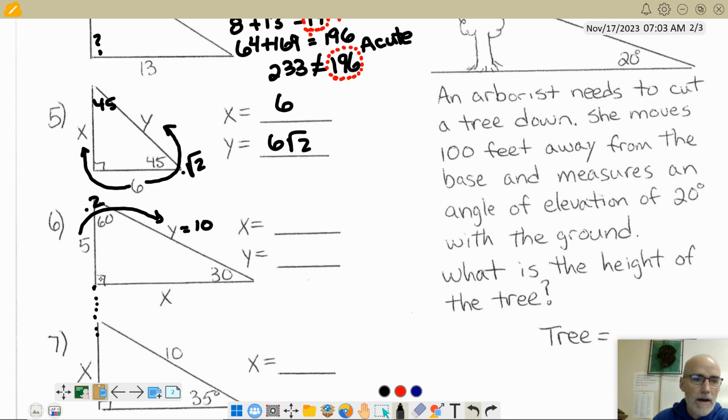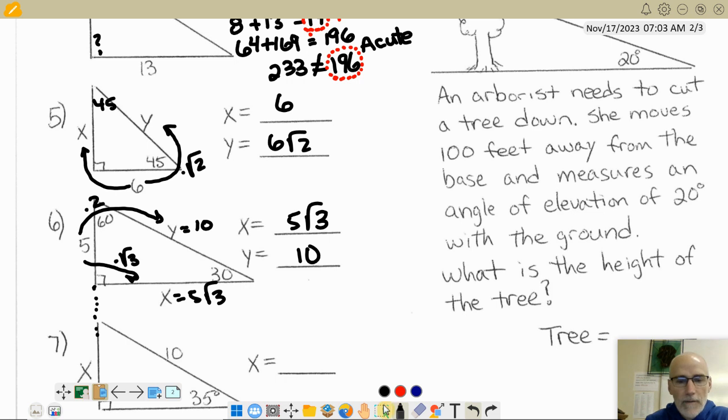It cuts it in half, right? Half of whatever the 3 sides are, and each side would be 10 long. So when you cut it in half, you get 5. Then if you use Pythagorean theorem, you get that this side over here is square root of 3 times bigger. So if you multiply by the square root of 3, you get 5 square root of 3 for the x side. Okay, so 5 square root of 3 there, and the y is 10 long.